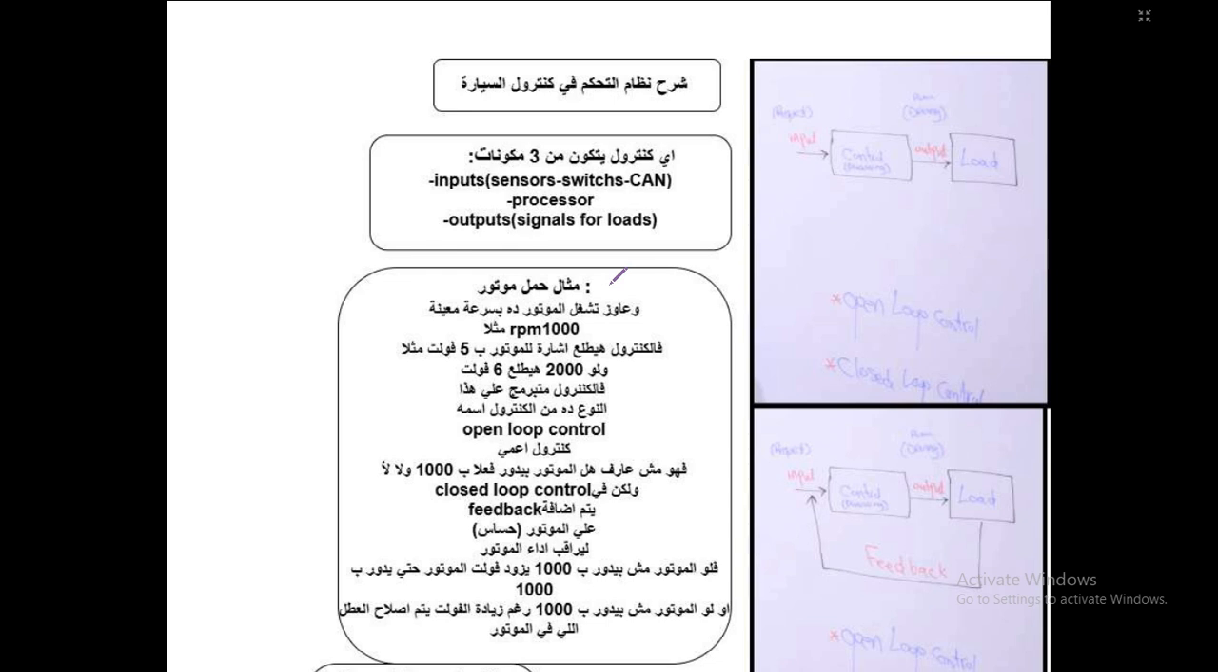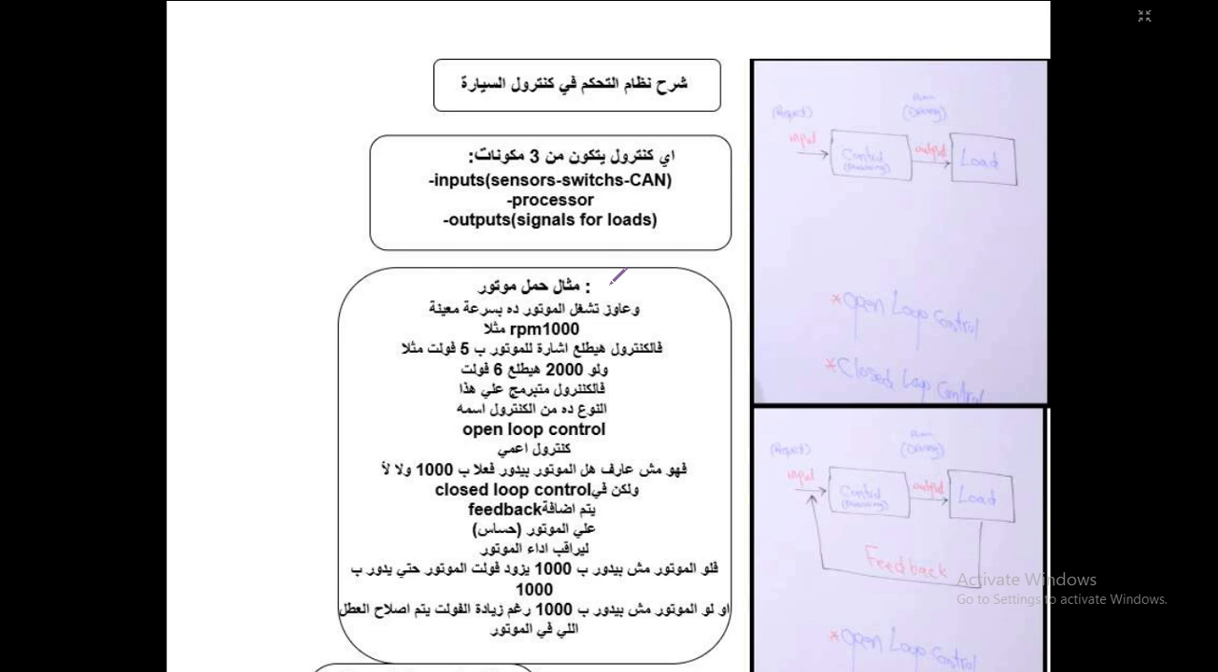Even if you would like to make the DC motor rotate at 2000 RPM, we have a specific program for that. Maybe we're going to generate the voltage, and instead of 5 volts, we send 6 volts, whatever. So we have two types of this engine control module: open loop control and closed loop control.